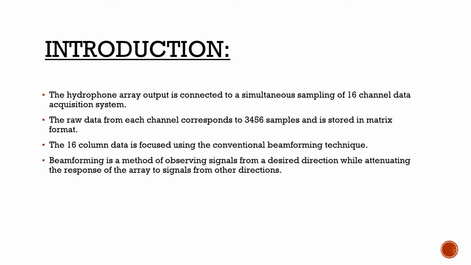Now, what is beamforming? It is a method of observing signals from a desired direction while attenuating the response of the array to signals from other directions. That means it is a signal processing technique used in sensor arrays for directional signal transmission or reception. This is achieved by combining elements in an antenna array in such a way that signals at particular angles experience constructive interference while others experience destructive interference. Beamforming can be used at both the transmitting and receiving ends in order to achieve spatial selectivity.